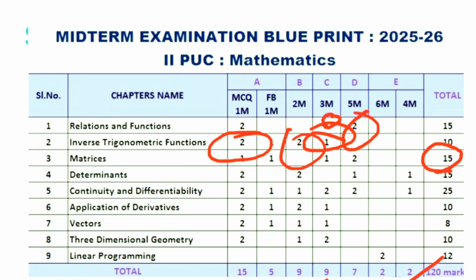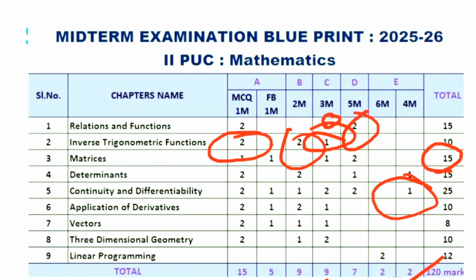So next is continuity and differentiability. MCQ 2 questions, fill in the blanks 1 question, 2 marks 1 question, 3 marks 1 question, 5 marks 2 questions, and 3 marks 2 questions, 4 marks 1 question. Where does the 4 marks question ask? In part D. And where does the other 4 marks question ask? It asks in part E.